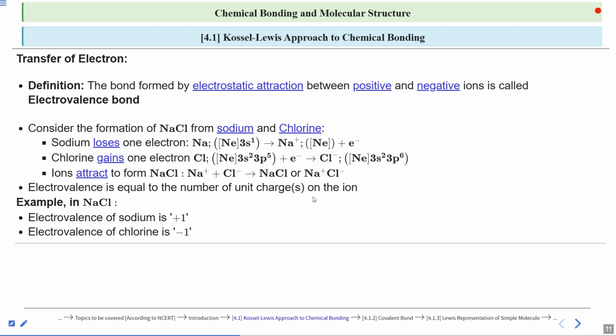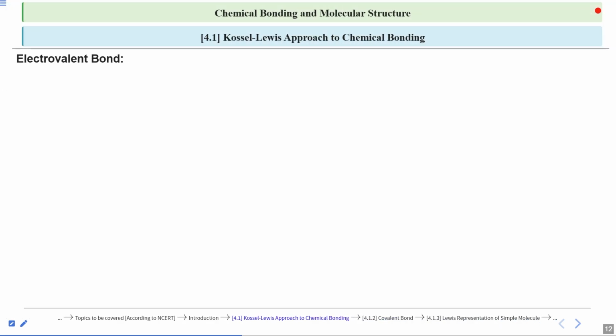Now, moving on to the next part. Of course, your HCl is a covalent one, not an ionic one. Now, what is an electrovalent bond? We will talk about it in detail with the help of one more example. So, a very important part here. For the time being, I am telling you that this is covalent and this is ionic.